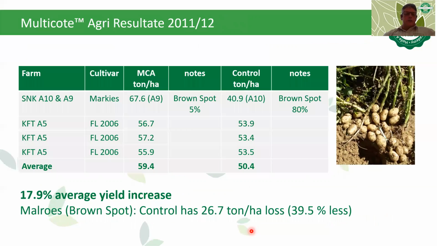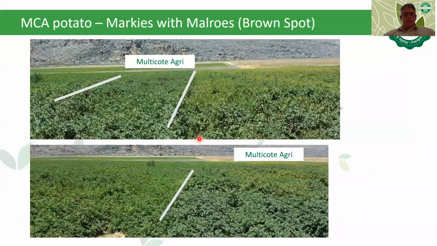We did trials again on 4 different sites, and you can see one of the varieties they planted had a huge problem with brown spot, and we had a 26 ton a hectare better result there because we didn't have as much brown spot. So the plant was healthier, it was more balanced, and brown spot generally on this variety comes if you apply too much nitrogen, the plant becomes too vigorous. Here you can see visually the multicote plants are just greener, where it's a lot more yellow and brown on the conventional part of the field.